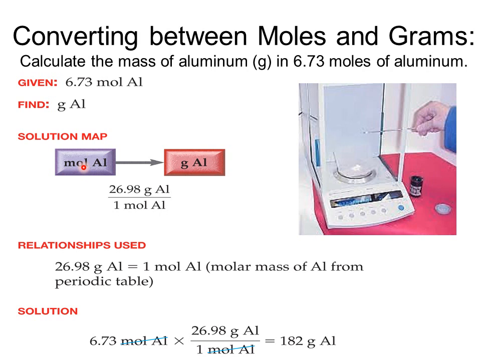The map is to go directly from moles to grams using the molar mass. Molar mass is 26.98 grams of aluminum from the periodic table. Set it up, given 6.73 moles, arrange the conversion factor, and end up with 182 grams of aluminum.